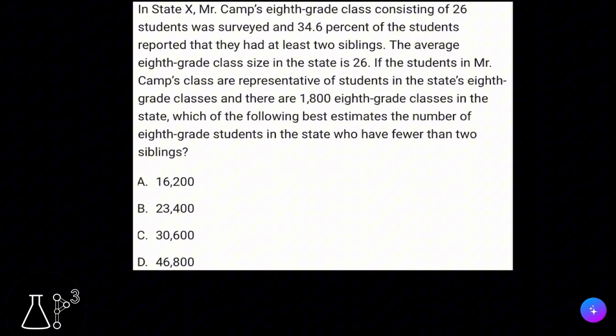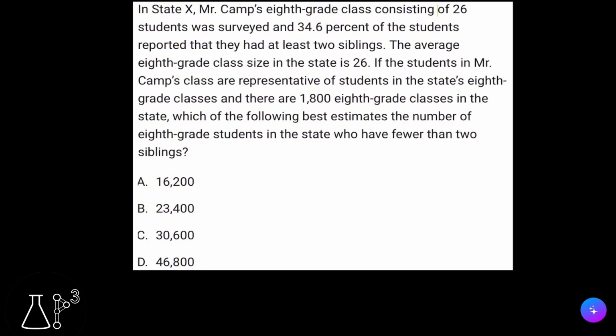Okay, let's look at this question. In State X, Mr. Kemp's 8th grade class consisting of 26 students was surveyed, and 34.6% of the students reported that they had at least 2 siblings. The average 8th grade class size in the state is 26. If the state and Mr. Kemp's class are representative of students in the state's 8th grade classes, and there are 1,800 8th grade classes in the state, which of the following best estimates the number of 8th grade students in the state who have fewer than 2 siblings?